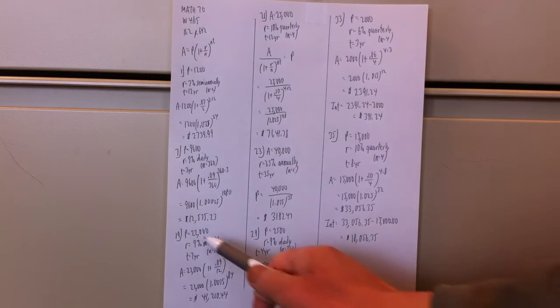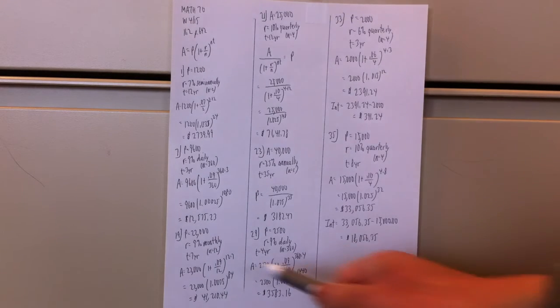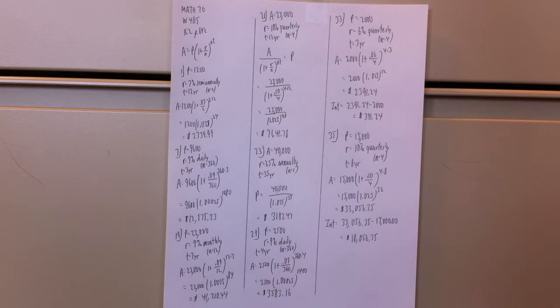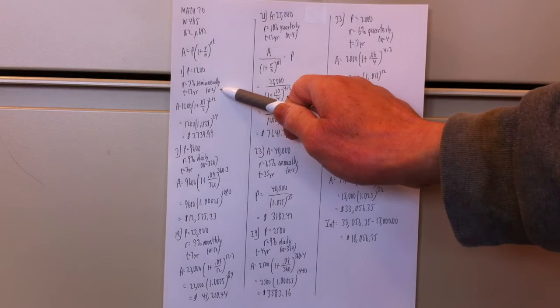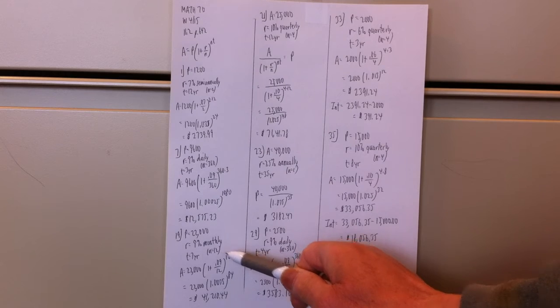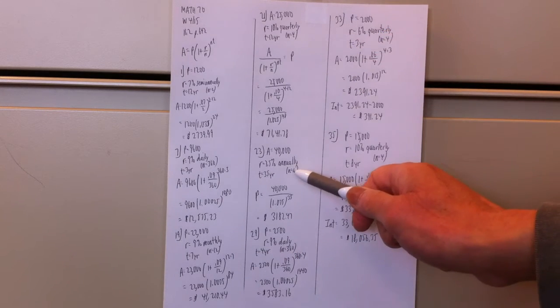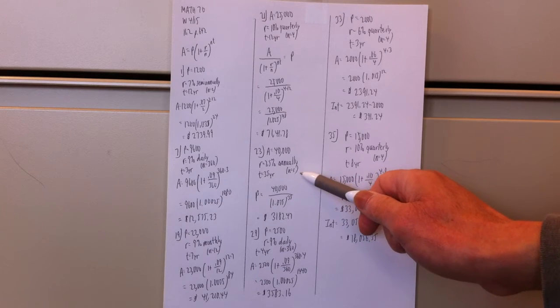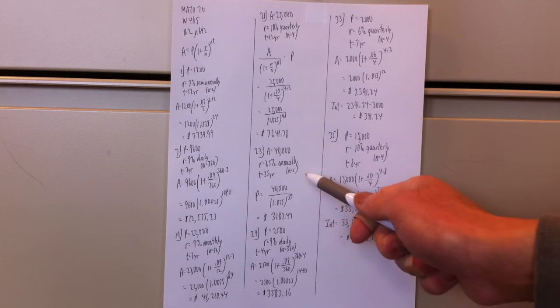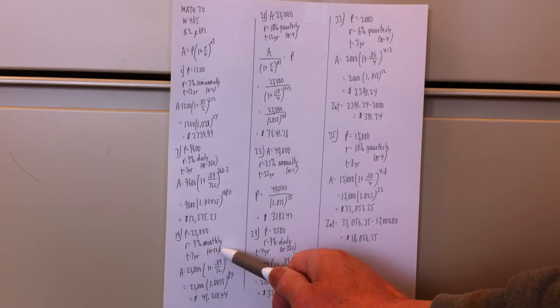Number 19, P is 22,000, R is 9%, and it says this time compounded monthly. So compounded monthly means N is equal to 12. You know what N is based on what they tell us. If they say compounded semi-annually, that means N is 2. Daily, N is 360. Monthly, N is 12. We'll have quarterly. Quarterly means N equals 4. Annually just means N is equal to 1, which is the easiest calculation. You don't have to do much because you're just plugging in 1. So anyway, getting back to here, monthly means divide by 12.